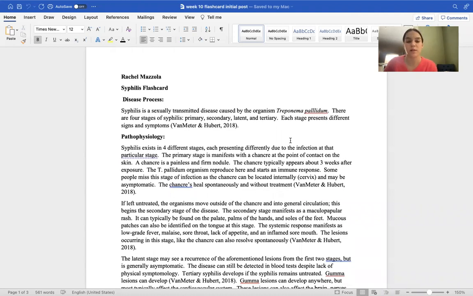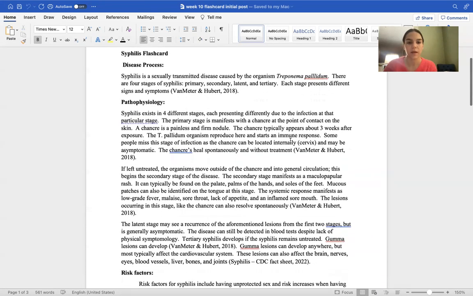So the disease process: syphilis is a sexually transmitted disease caused by the organism Treponema pallidum. There are 4 stages of syphilis: primary, secondary, latent, and tertiary. And each stage presents different signs and symptoms, which we'll get into in a bit.